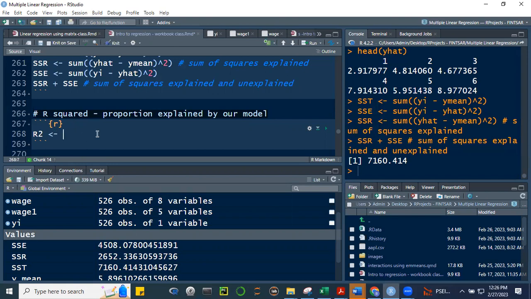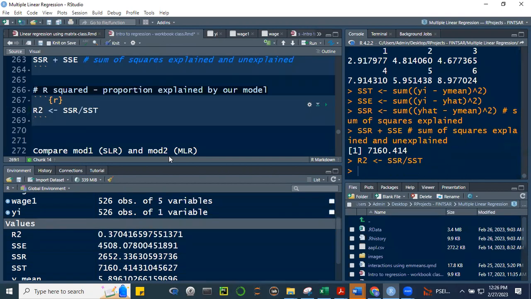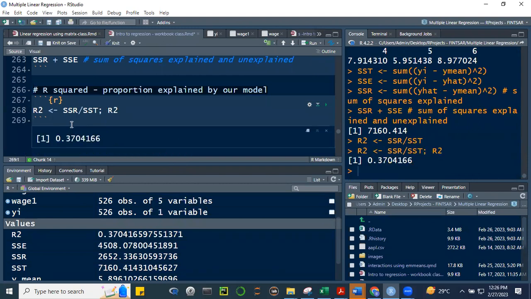Okay, ano yung R squared natin? Okay, it's your SSR, yung sum of the squares ng regression, yung na-model natin, divided by sum of the squares of your total. Yan, ganun lang ka-simple, class. So SSR over SST. So, i-run natin yan. So what's our R squared? Print natin. 37.04.